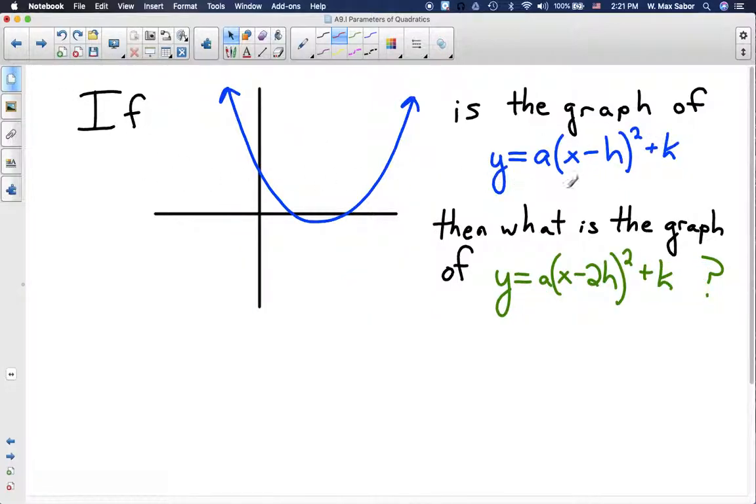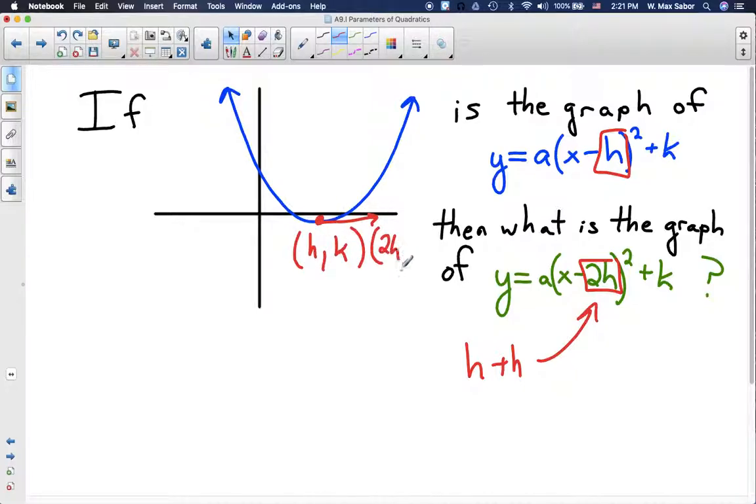If this is the graph of a times x minus h squared plus k, what's a times x minus 2h squared plus k? So what changed is h turned into 2h. So I increased h by h. I took h and then I added h to it to get 2h. So here is h comma k. So we need to move that over to 2h comma k. So this will be the new graph, shifting it to the right.